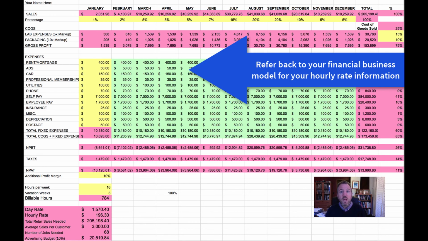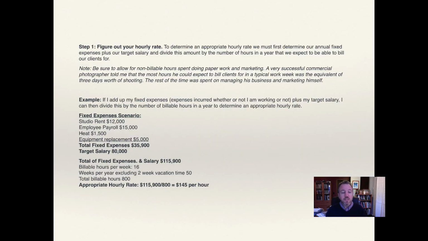Next, we determine our total number of hours that we're going to be able to bill our clients for in a year. The best piece of advice I've received was to not factor in for more than 16 hours a week of billable hours because you're spending the other hours of the week pursuing business, networking, being out in the community, etc. So in this scenario, we typically look at 16 hours a week, and then we multiply that by the number of weeks in a year we expect to work based upon our vacation schedule, and we come up with a total number of hours. Then we divide our fixed expenses plus our salary by the number of hours to come up with an hourly rate.